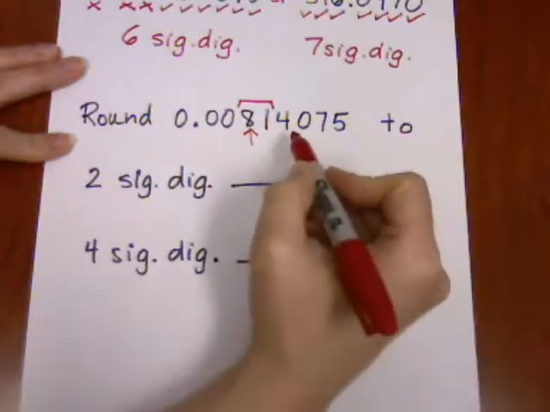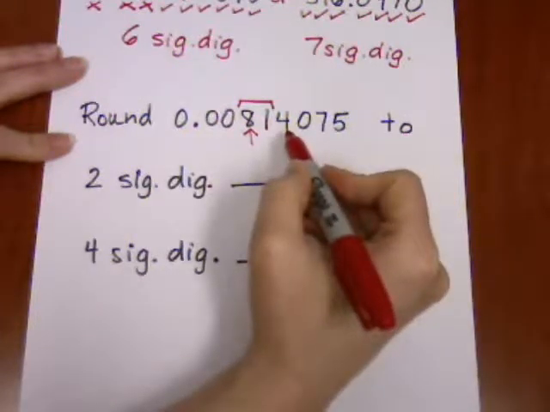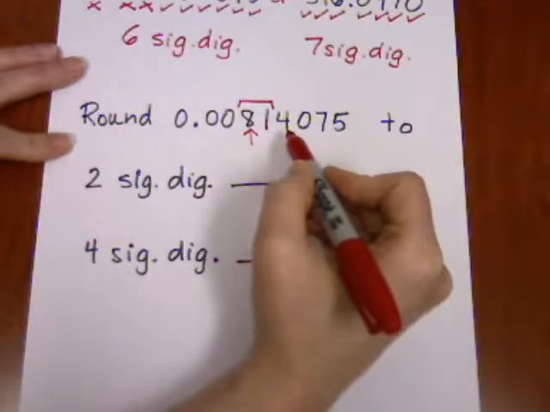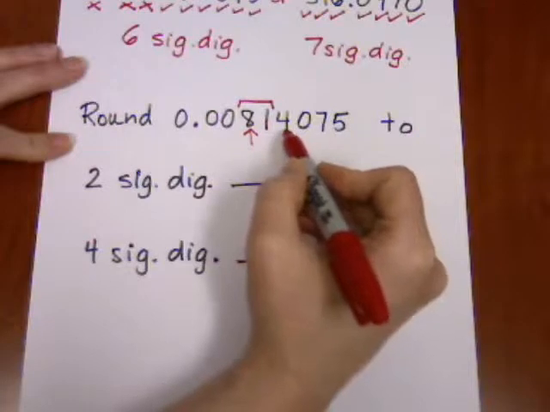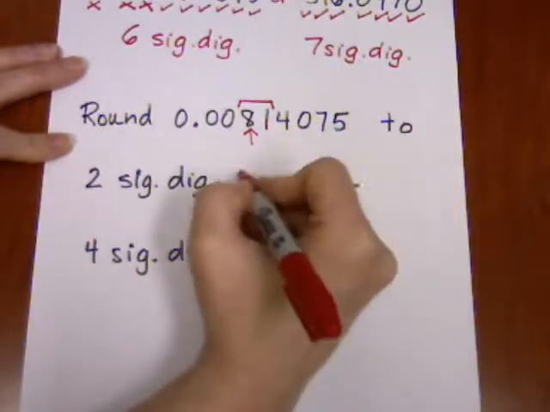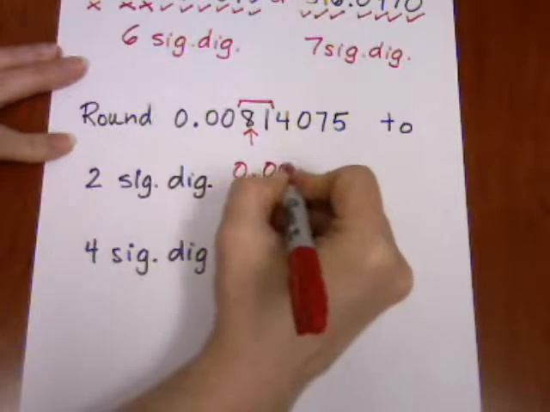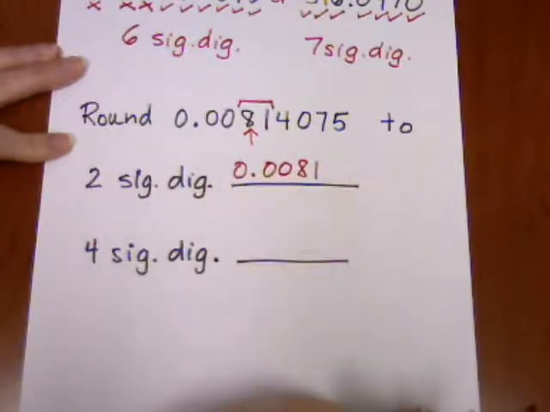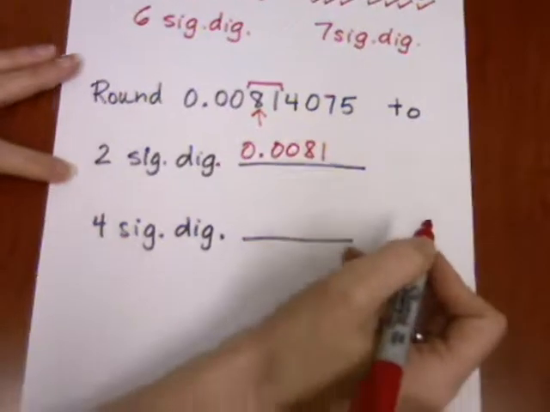Before you write your answer down, check the next number and see if you need to round the 1 up. Since it's a 4, I do not need to round my number up, and I will write down 0.0081, and that will be my number rounded to 2 significant digits.